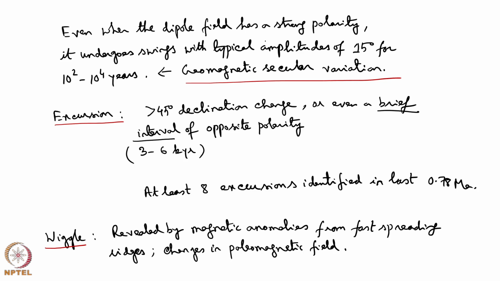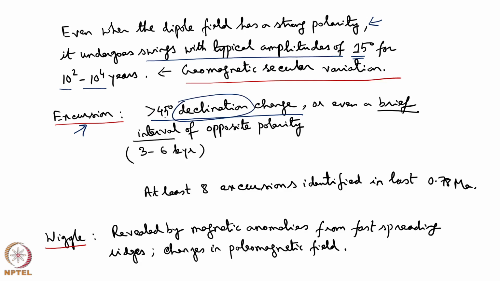Even when the dipole field has a strong polarity, it undergoes swings in the typical amplitudes of 15 degrees for 100 years to 10,000 years, and we call this the geomagnetic secular variation. We have seen the word excursion earlier, what it means: more than 45 degree declination change. We have already defined the word declination, and I hope you can follow.